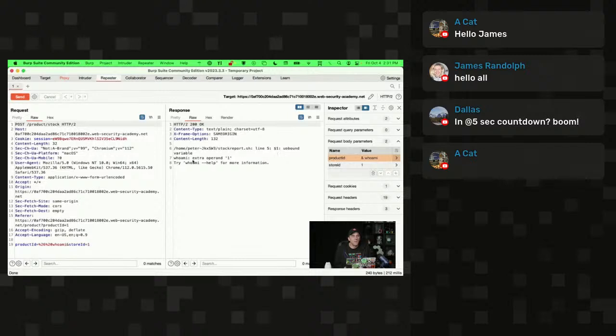There's an unbound variable. Who am I? Extra operand 1. Okay, cool. So if I then need to potentially solve this problem, I might be able to add a quote here, or an ampersand here, or a hashtag, one might call it, so that the script also comments out the next part. Let me see if that yields better results.